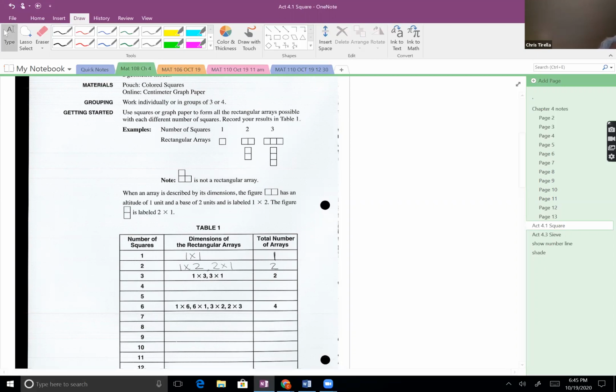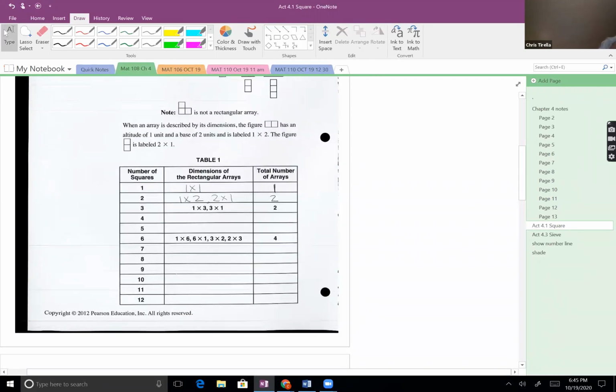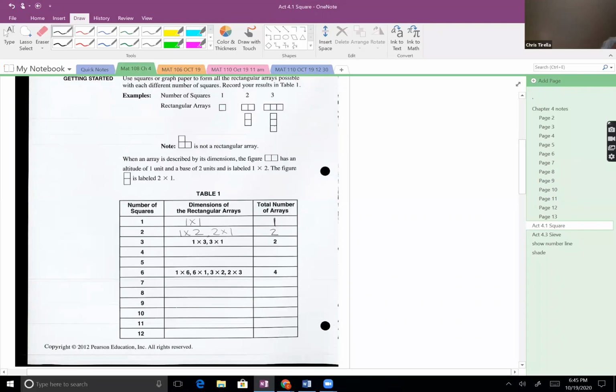In the same way, if I had a rectangle that used 3 squares, I could have 1 by 3 or 3 by 1. So there's 2 possible rectangles.